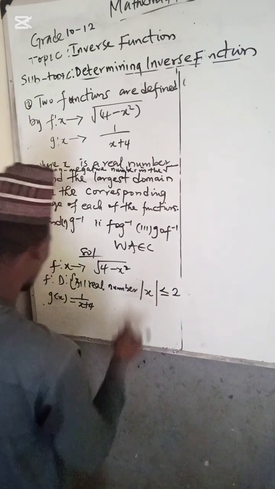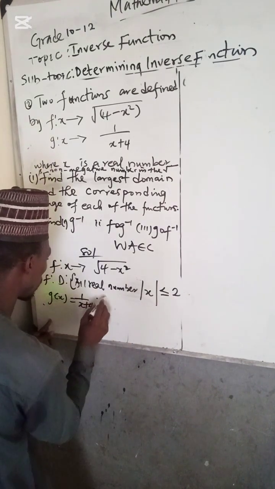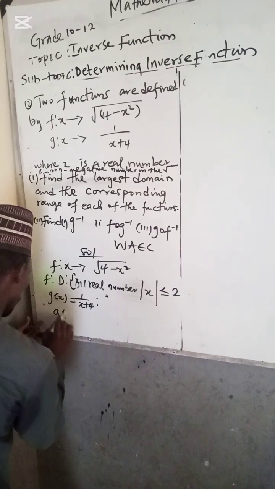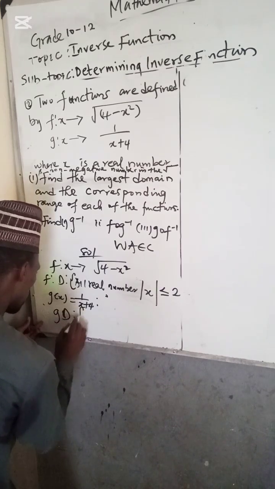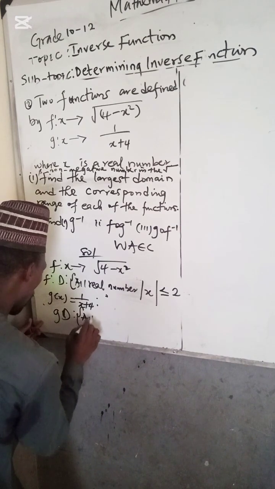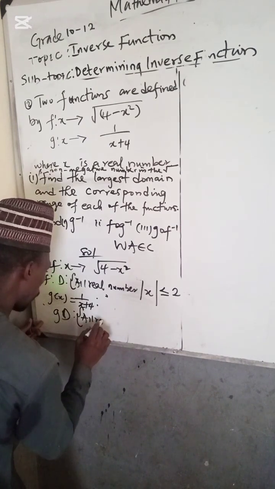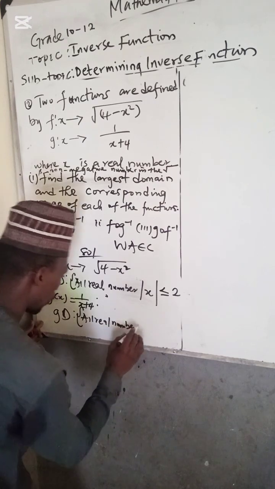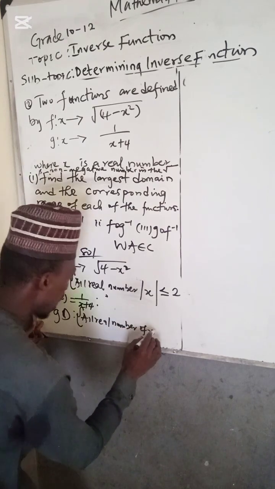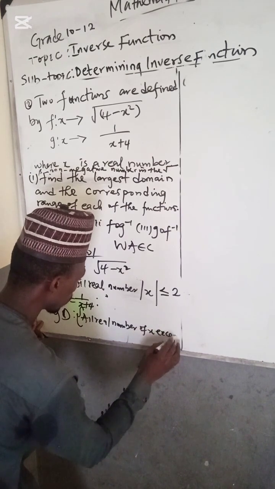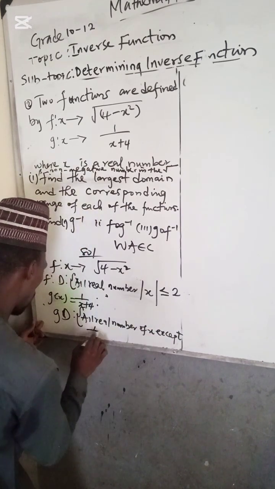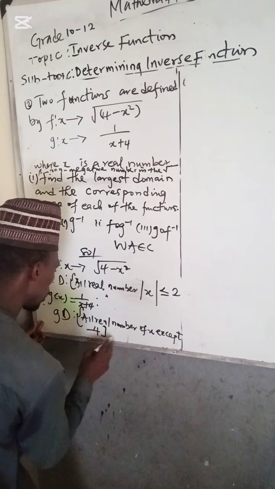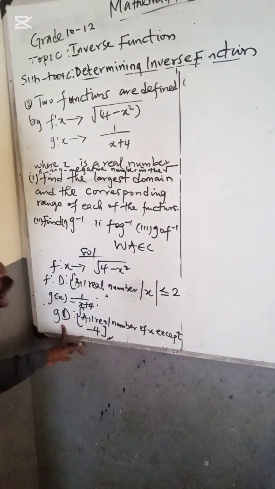So we can conclude by saying the domain is all real numbers of x except minus 4. This is the domain of the second function.